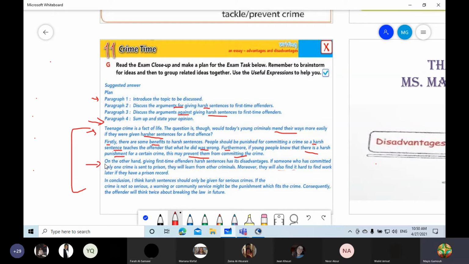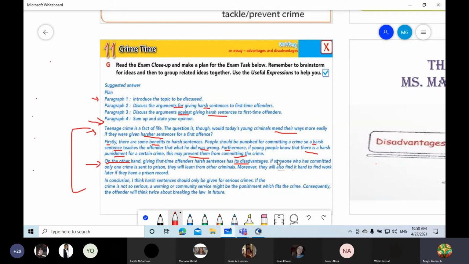Thank you, dear. So let's go to the third paragraph in our essay in here. And we started it with on the other hand. And here we are contrasting. As we said yesterday, we are contrasting between the advantages and disadvantages. So giving first time offenders harsh sentence has its disadvantages. How is that? Let us explain it in here.